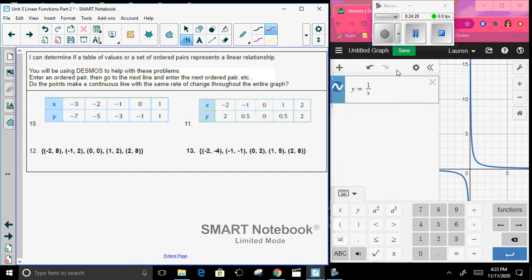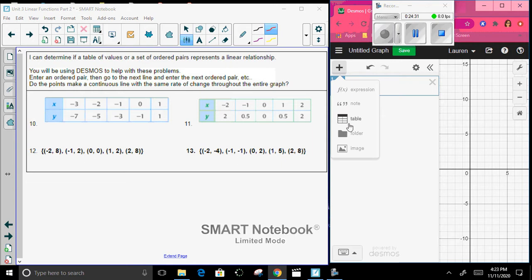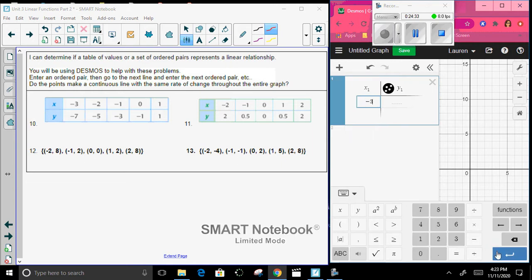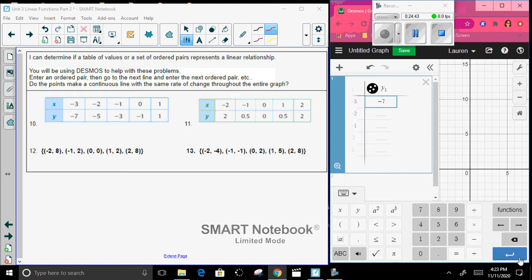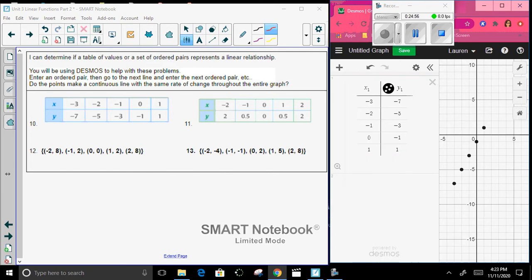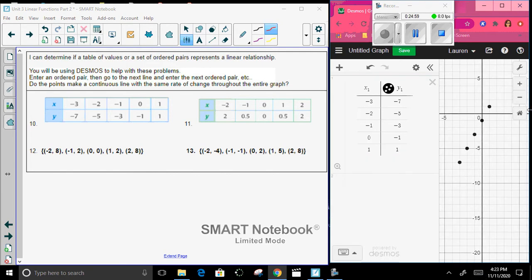So remember, a table, to put it in, I hit the plus sign and I hit table, and I'll put in all my x values. And then I'll put in all my y values. All right, and I can kind of tell here, I may have to move it around a little, but I can tell there that that makes a straight line. It increases. So would this one be linear? It would be linear.